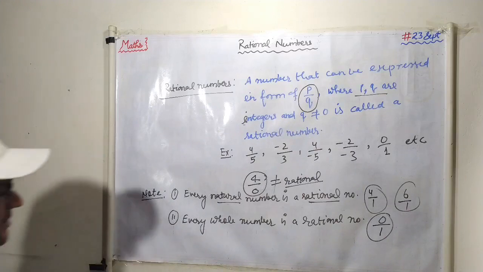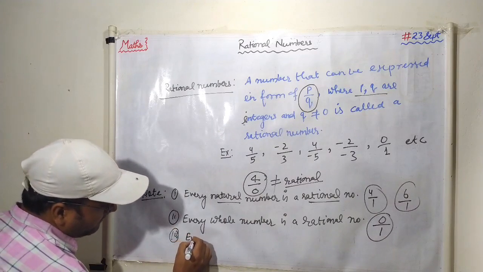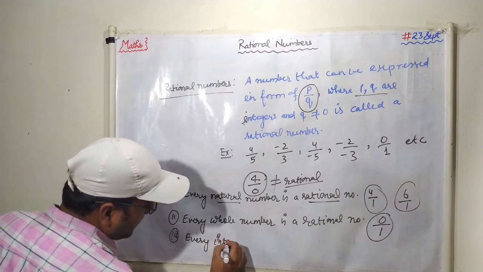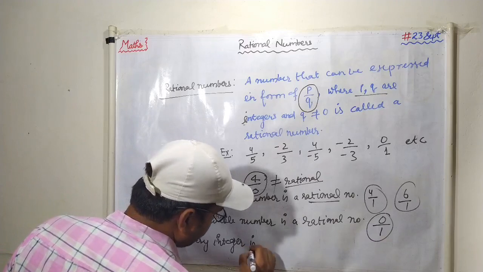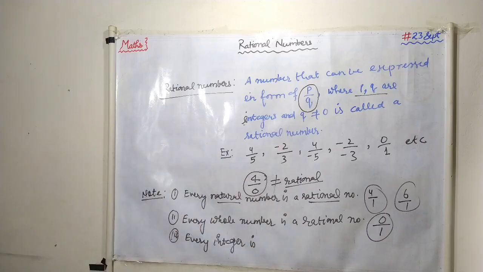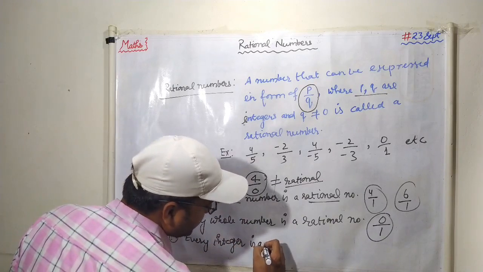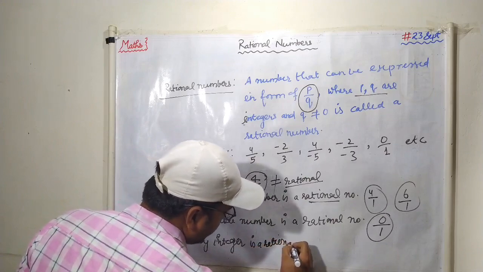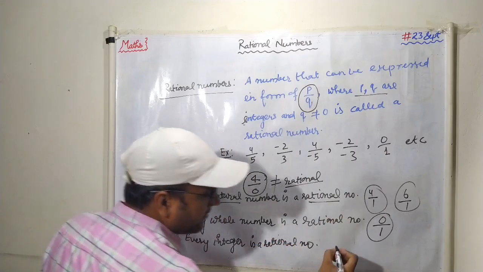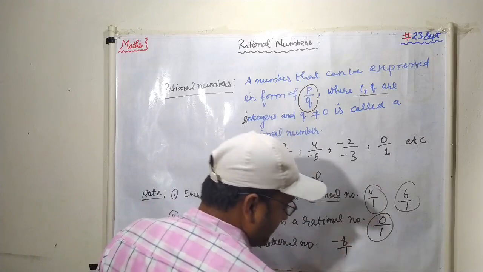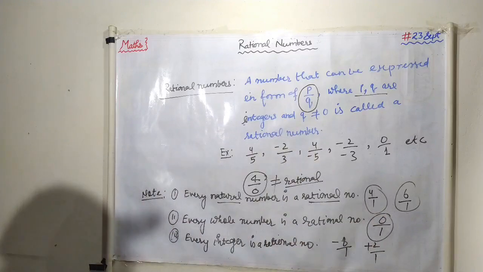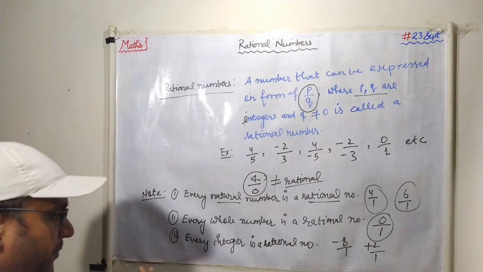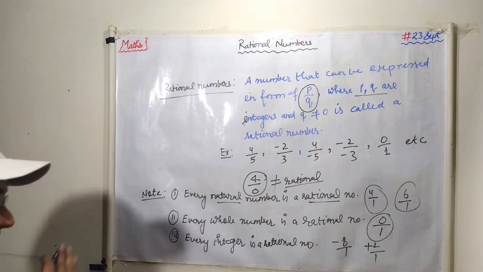Third point is every integer is also a rational number. Okay, every integer is a rational number, students, like minus 8. So minus 8 upon 1, or plus 2, you will write it as plus 2 upon 1. Then it is also a rational number. Every integer is a rational number, but the converse may not be true.